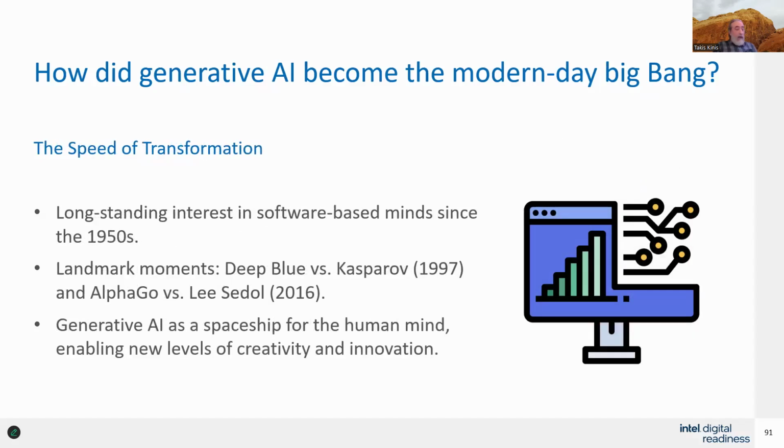We are moving very quickly. The ideas really came about a long time ago. Software-based thinking machines were conceived in the 50s. We had AIs back in the 90s that were already playing chess against humans and beating them. Kasparov is a chess master, so the fact that Deep Blue could beat him is pretty impressive. And it says Gen AI is a spaceship for the human mind, enabling new levels of creativity and innovation. I agree.